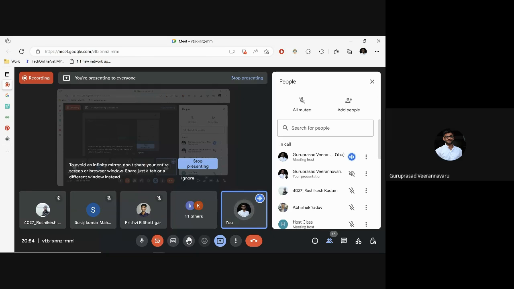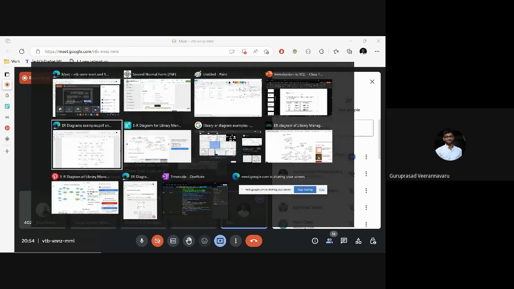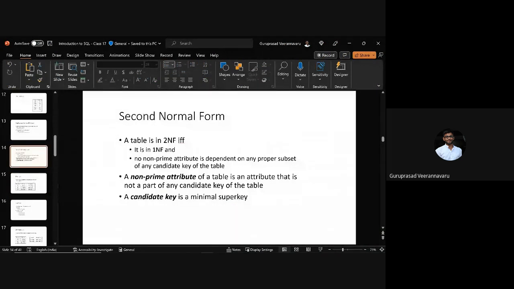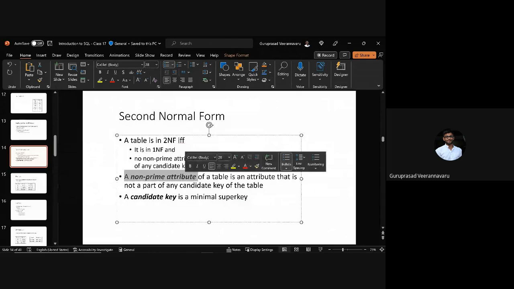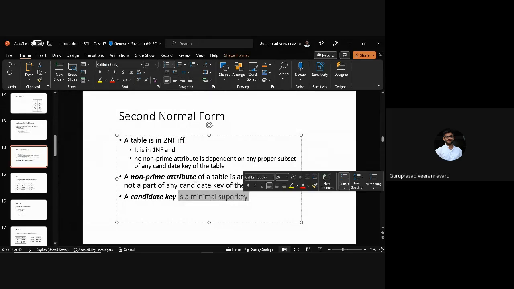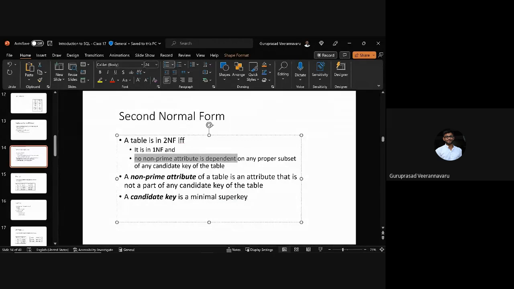Okay. So if you see, what all have we finished? The definition, if you see, is saying a non-primary attribute of a table is an attribute that is not part of any candidate key. A candidate key is the minimal. So okay, fine. A table is in 2NF if no non-prime attribute is dependent on any proper subset of any candidate key of the table. It's a little bit, what do you say?